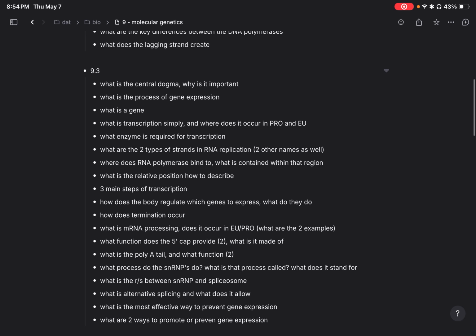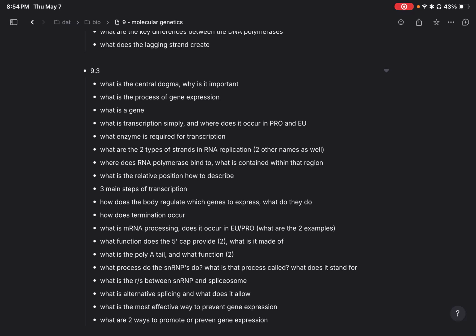What is the central dogma? Central dogma basically states that we go from DNA, which just stores the information, then we go to mRNA, and then we go to proteins. So what is the process between DNA and mRNA? That's transcription, and then translation is from mRNA to proteins.